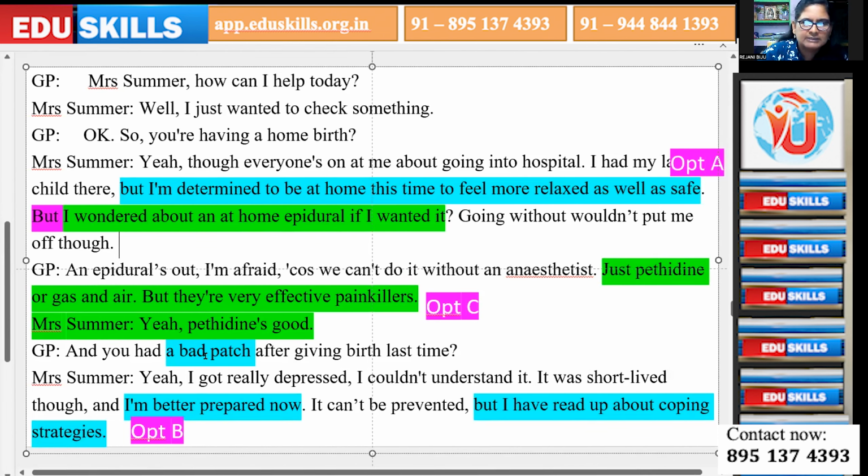Again, they are speaking about option B, a bad patch. That is postnatal depression, mentioned as a bad patch. What is she telling regarding that? "Last time she had. Yes, and I got really depressed. I couldn't understand it. It was short-lived, though. I'm better prepared now." So, do you think it's a concern now? She said she is confident that she is prepared now. "It can't be prevented. I have read up on coping strategies." So she is prepared for that. It may happen, but she is prepared. So what is her concern now? Home delivery. Painkiller.